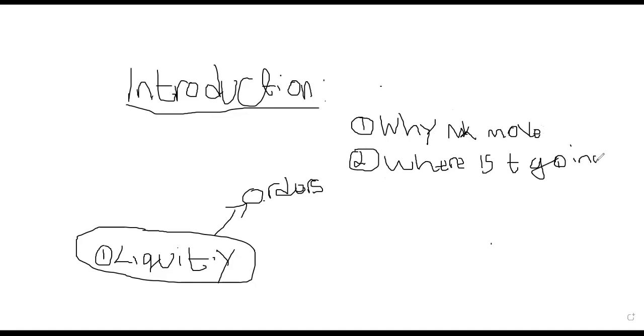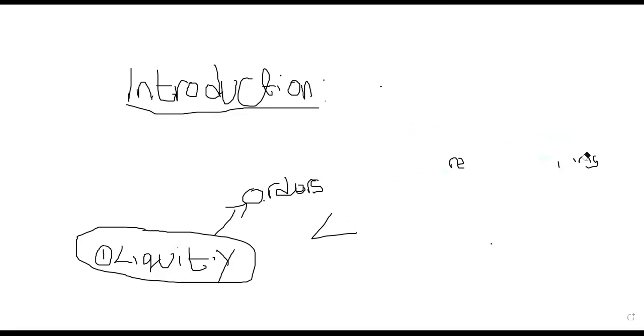So the answer to these two questions is liquidity. The market moves because of liquidity, and where does the market go? It goes where the liquidity is. And this liquidity comes in terms of orders, like I say. Now, these orders can be buy orders or sell orders. Okay, so price moves to follow the orders.